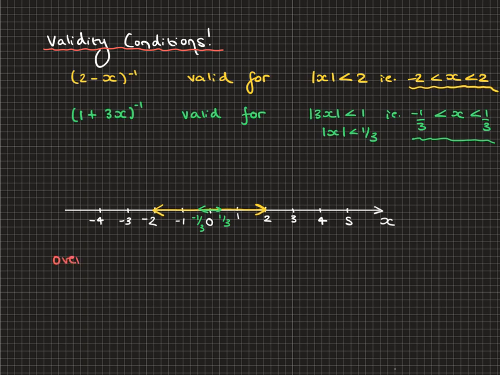So overall, we always choose the stricter result. So the overall validity condition for this question and this expansion is x is between minus a third and a third.